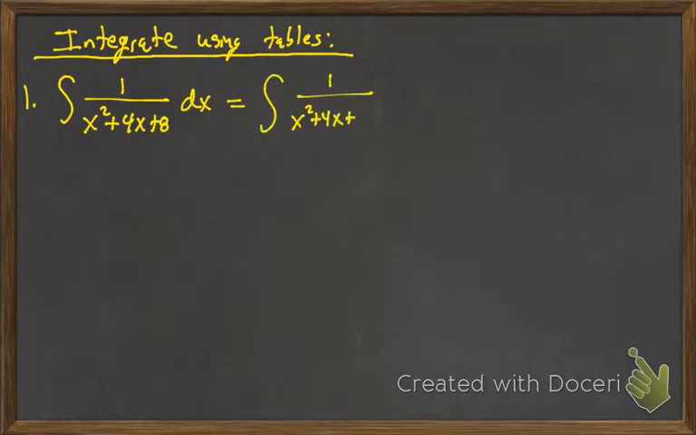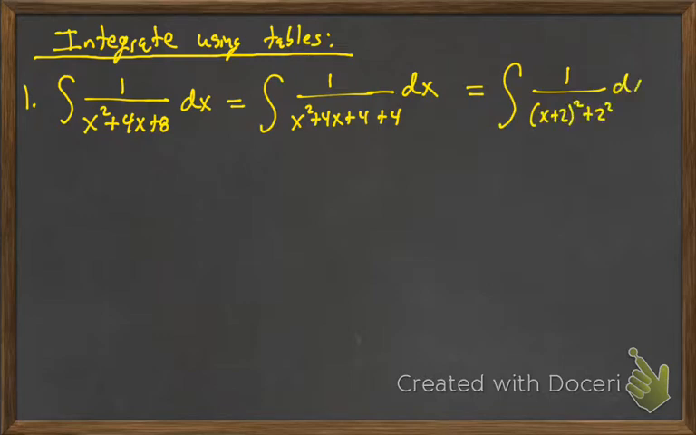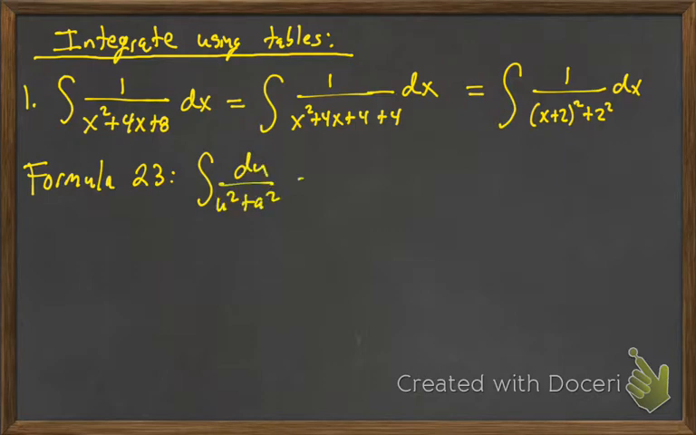And so if we need to complete the square, we need x squared plus 4x plus 4. So we're going to borrow 4 from the 8 there. Okay, so it's all there. And so completing that square, 1 over x plus 2 quantity squared plus 2 squared dx. So this is going to be formula 23 from the appendices, which is exactly the arctan formula. This isn't really that new, but we can use this to get some practice with integration by tables.